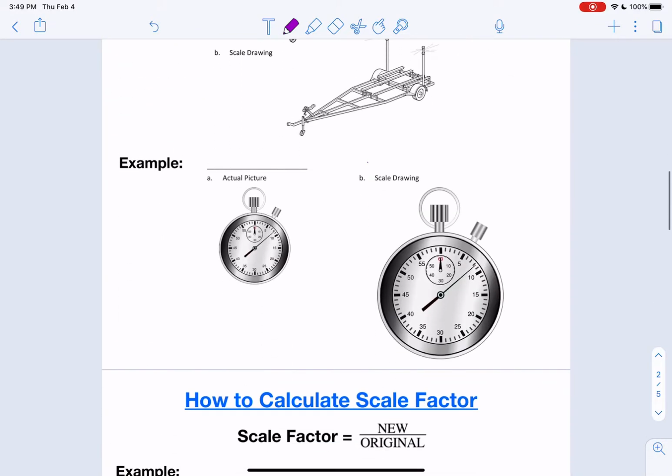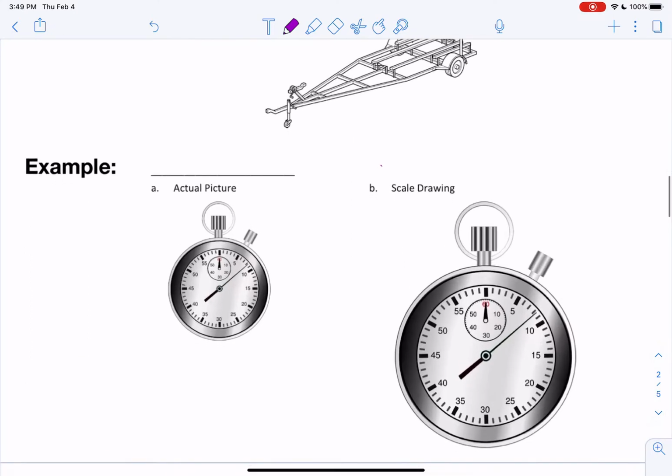All right, now here's another example. We have an actual picture of a watch and then a scale drawing of the watch. Notice the scale drawing's bigger than the original picture. So this would be an example of enlargement.